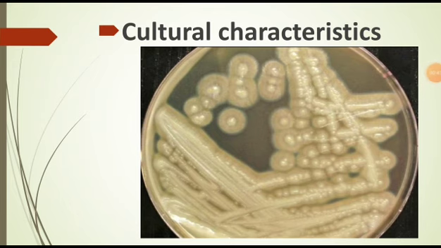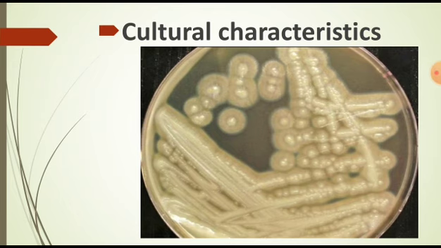Their cultural characteristics: they are strict anaerobes growing at an optimum temperature of 37 degrees Celsius and a pH of 7.4 on nutrient agar media. After 48 hours of incubation, colonies appear irregular, glistening, with a granular surface. Colonies show buttery consistency and emulsify easily.